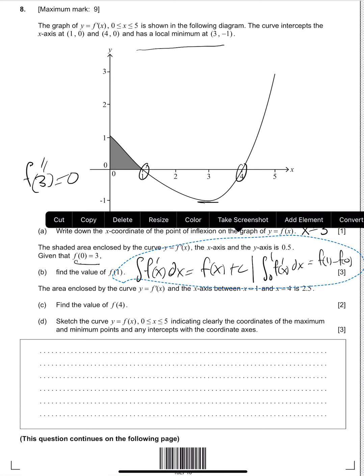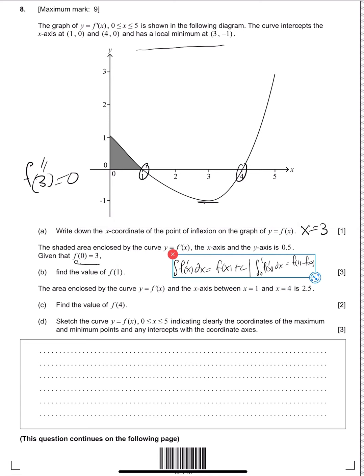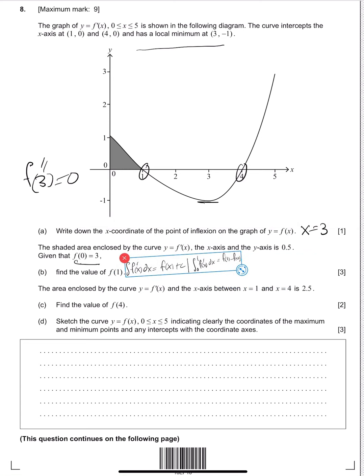Okay. I'm going to put that in small over there. I'm going to try and rotate it up. Okay. Well, if that's the case, what do we know? We know that f of 0 equals 3. And that's really it. So let's try this.